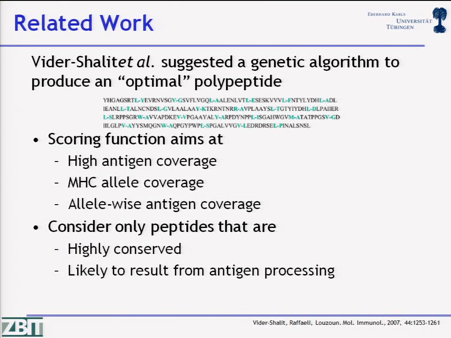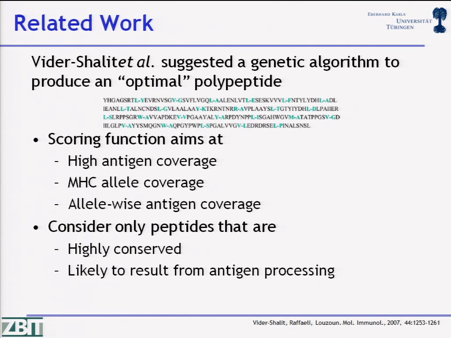There's, interestingly, very little work on this. So far, probably the most important related work is by Vida Chalit et al. They suggested a genetic algorithm that produces an optimal polypeptide. So this is basically a string of individual epitopes. They have a scoring function that aims at high antigen coverage, high allele-wise coverage, and they also consider only peptides that are highly conserved and likely to result from antigen processing.